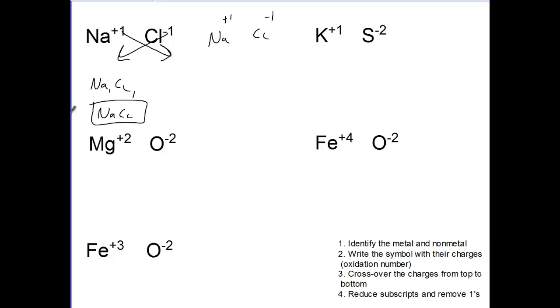So there's my compound. If I come to this one, I've already got the charges written up there. I've got metal and nonmetal, so I'm going to get K2S1. I don't want the 1, so I'm just going to get K2S. When you start getting the pattern and you notice the 1, you don't need to write it.